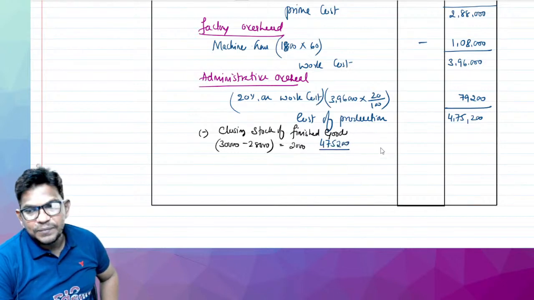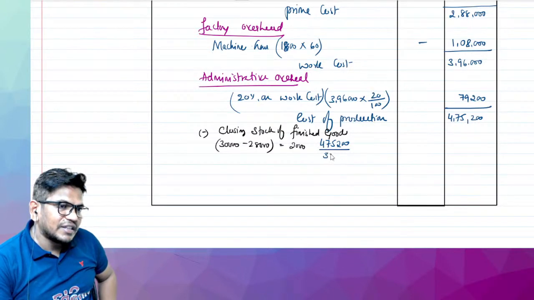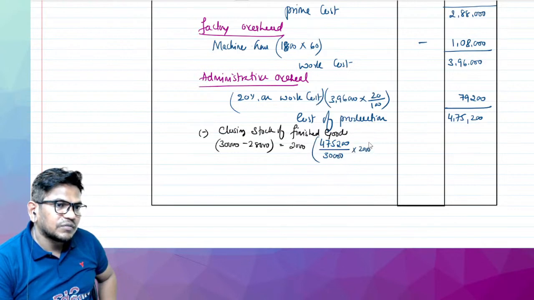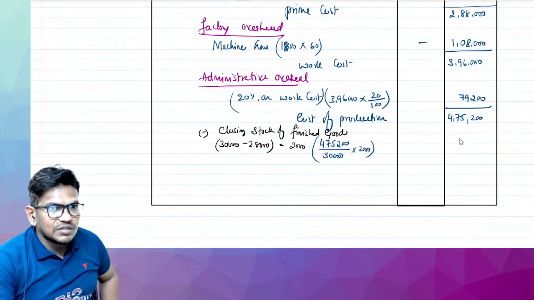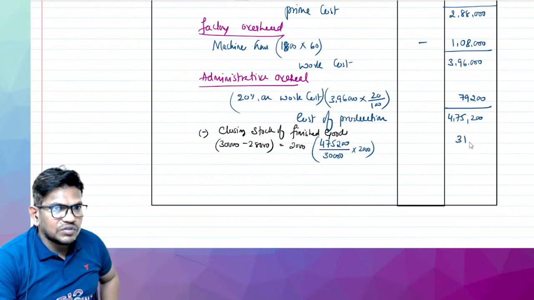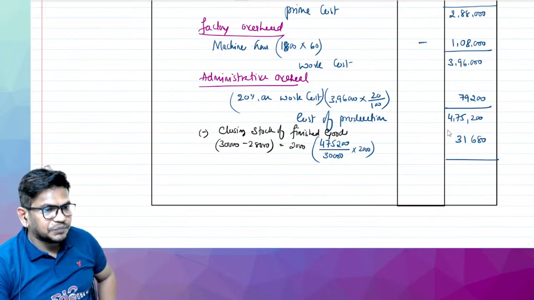4,75,200 we have spent, right? 4,75,200 we have spent. For how many units? 30,000 units. How much for 2,000? Divide by 30,000 into 2,000. That comes 31,680. आगे दे, समझ में आया बच्चों?